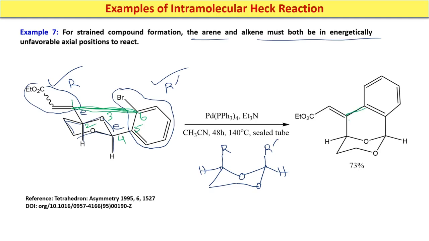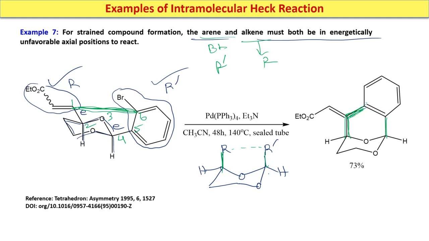And in the product also you can see these two bonds, where the connection is here, they are axial. So they are coming there just for the sake of the reaction to take place. The double bond and C-Br must come close to each other. That is why this arene containing the Br and the alkene, that is R prime and this R, must be in the energetically unfavorable axial position. And what is the driving force here? Because if they do not come close to each other, the Heck coupling is not possible. So this is the newly generated CC bond.